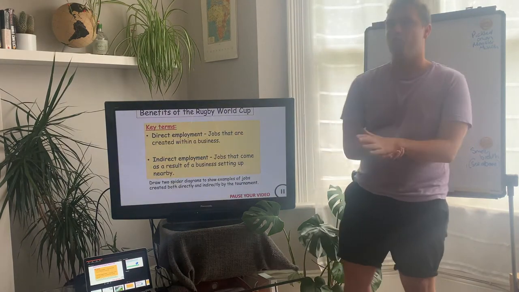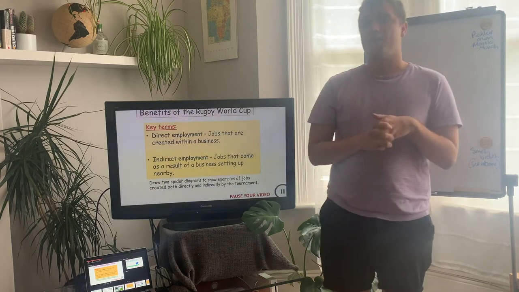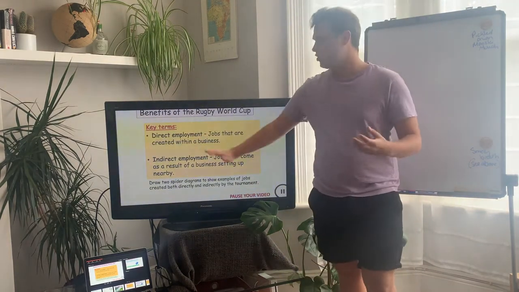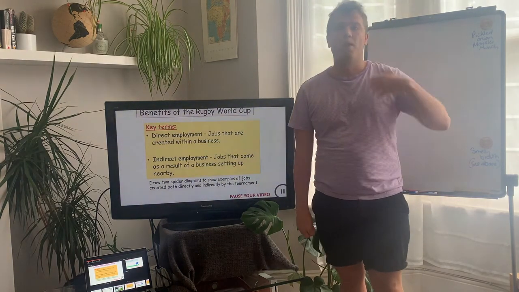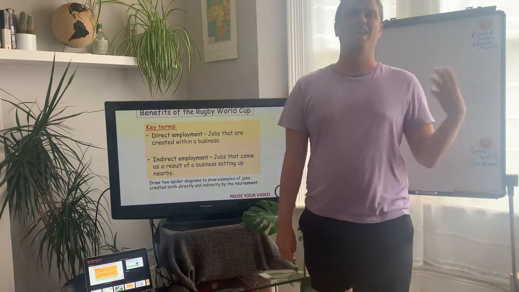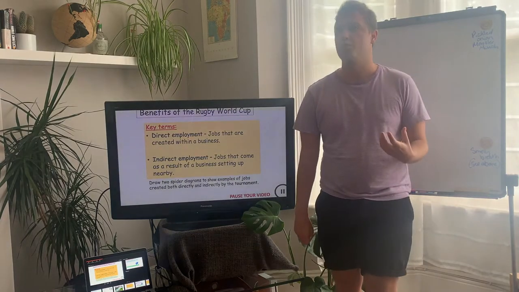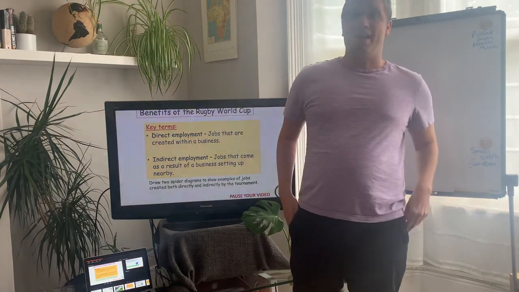But we also have what we know as indirect employment. And these are jobs that come as a result of a business setting up nearby. So because of the Rugby World Cup, pubs near the stadium would have witnessed an increase in customers. Maybe they took on an extra barman. And that is what we call indirect employment. Buses would have been considerably busier as people were trying to get around the cities. Bus drivers is an example of indirect employment.